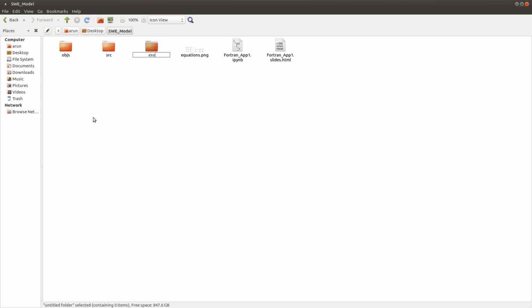You need another folder called exec. This is going to contain your executable. And you need another folder called mod. This is going to contain your module files. Okay, let's get started. I'm going to rename this as mods. With this being said, let's get started.